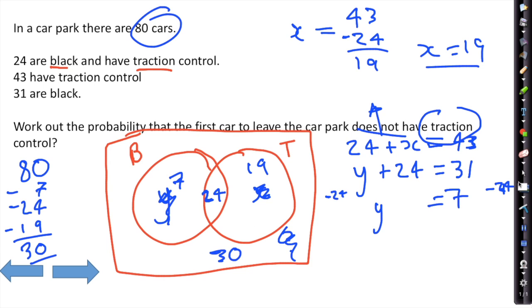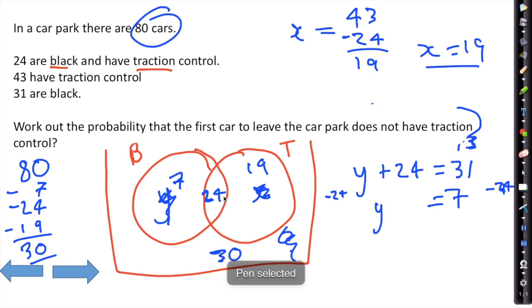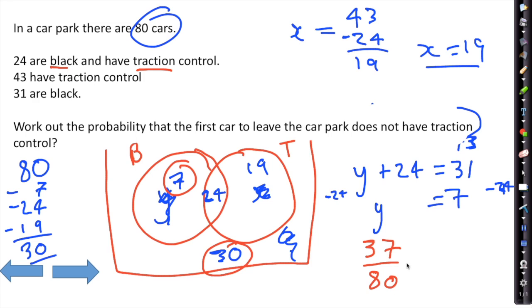Therefore, the cars that do not have traction control, what's the probability of the first car that does not have traction control, will be all the ones outside traction control out of the total of 80. So that is 37, that one, and that one, out of 80. Now, 37 is a prime number, so we know that that is our answer.